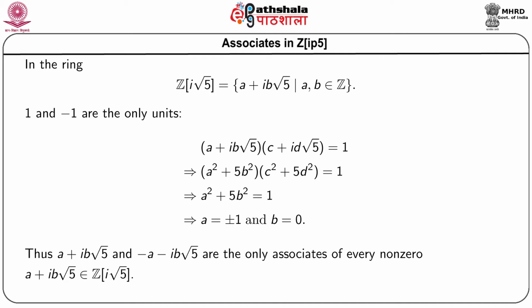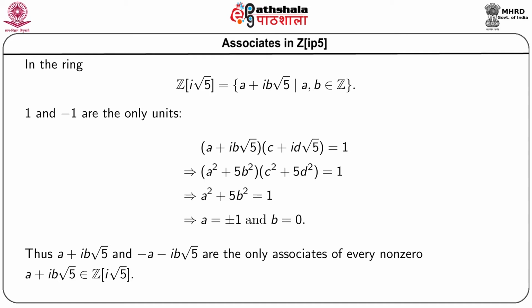Such an example is the ring Z[i√5]. This is the set of all elements of the form a + ib√5, where a, b are two integers. Now, we show that this ring has only two units, 1 and minus 1. For this, consider a + ib√5. If a + ib√5 is a unit, then we have another element c + id√5 such that their product is 1, and from which we also have (a - ib√5)(c - id√5) is also 1. Taking their product, we get (a² + 5b²)(c² + 5d²) to be 1.